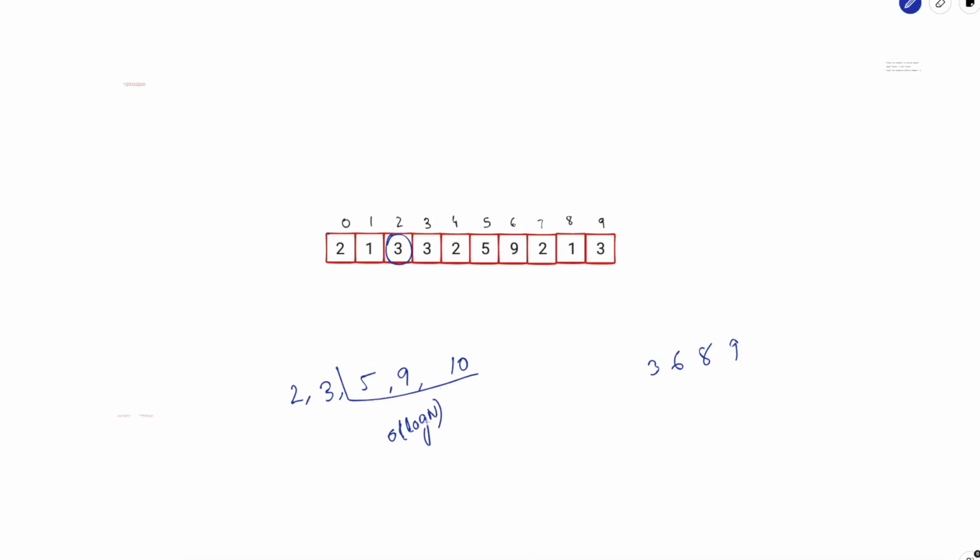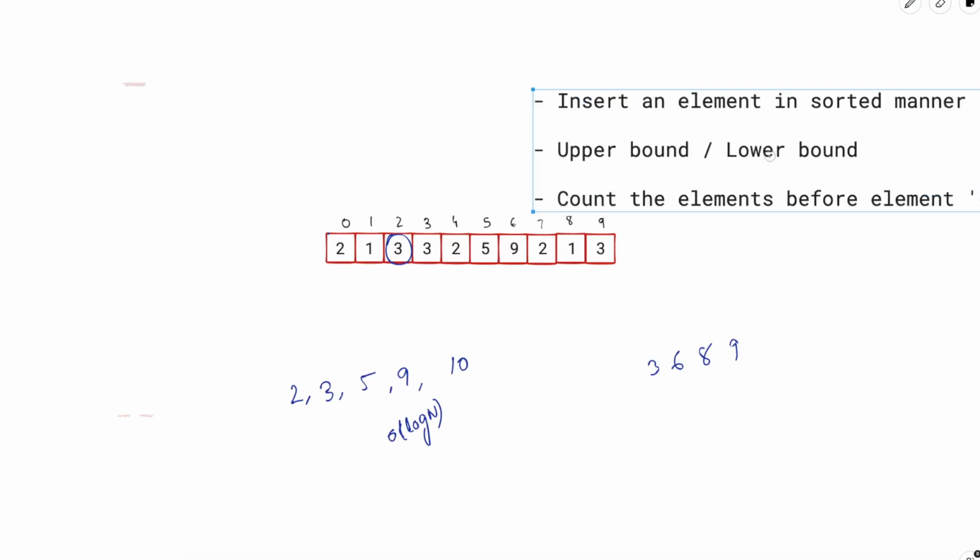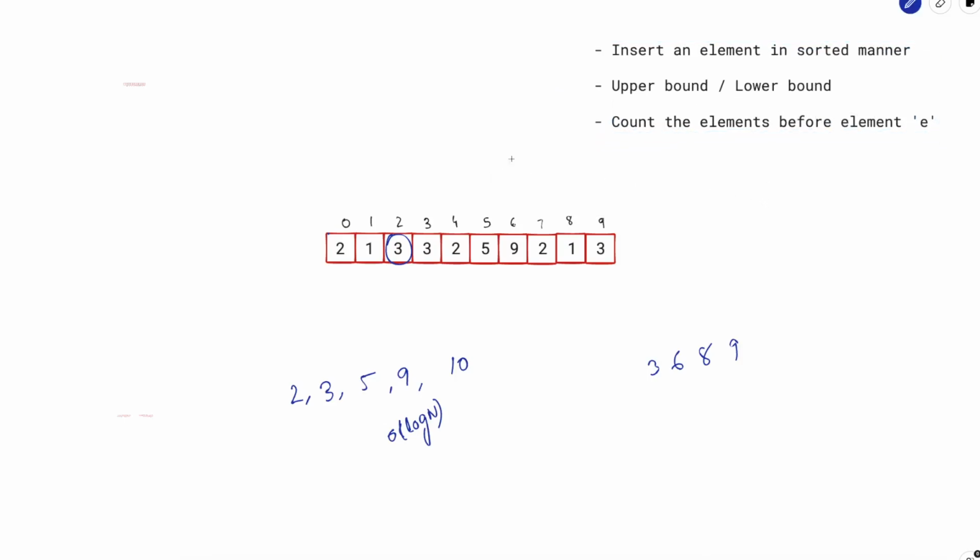So in essence, you want to support these three operations. You need to insert an element in a sorted manner, you need to find the upper bound and lower bound, and you also need to figure out how many elements are before or after a particular element E. So let's say after doing binary search you landed here, you need to figure out how many elements are after this element. If you use a set in C++, you can do the first two operations very easily, but this last operation you can't do easily in a set, right?